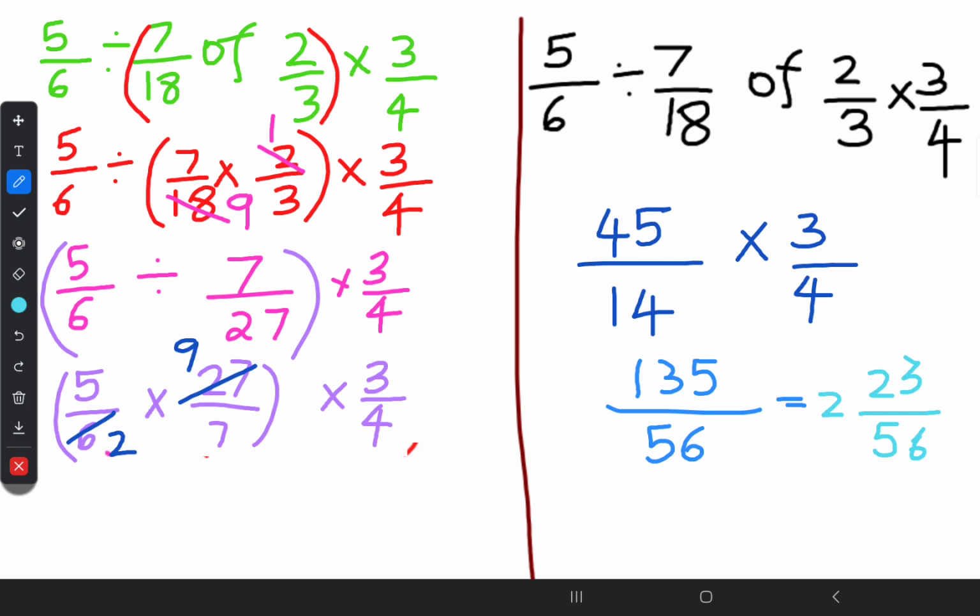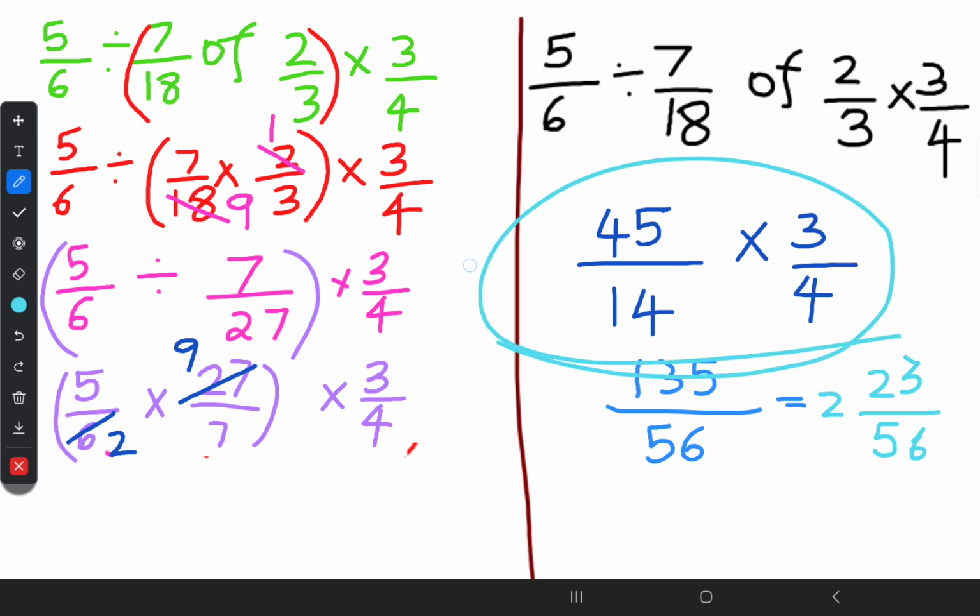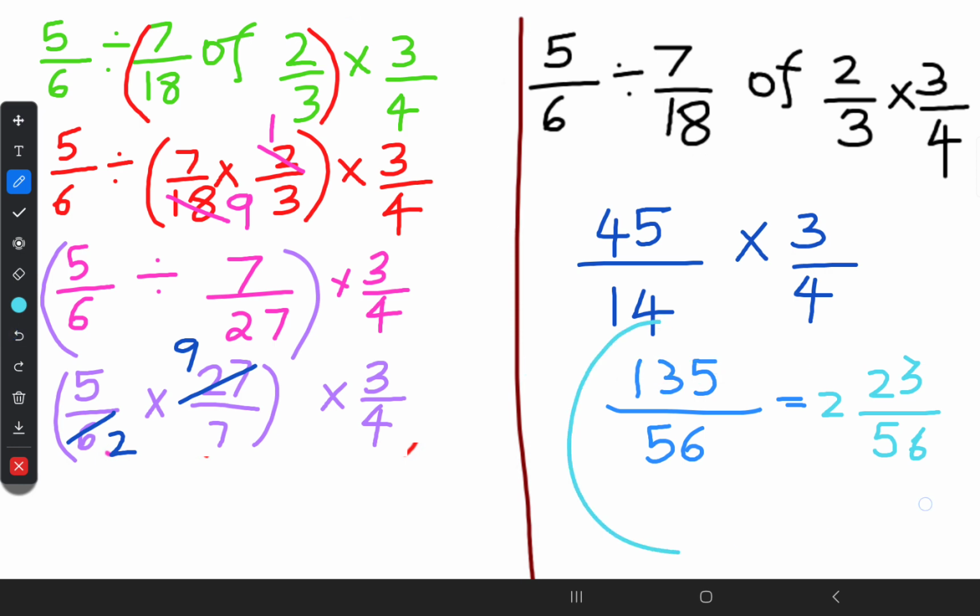Yeah, this is the answer. Okay, here we cannot simplify anything furthermore. No. So that's why we got the final answer something like this.